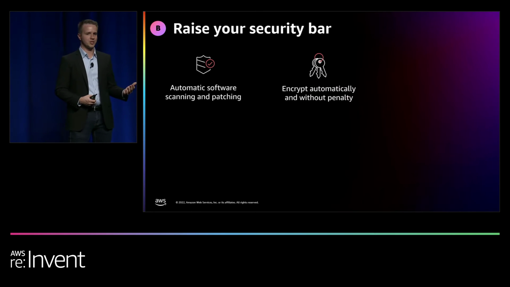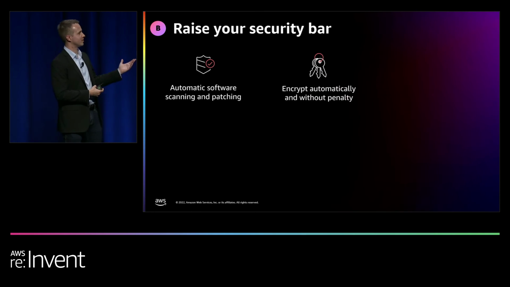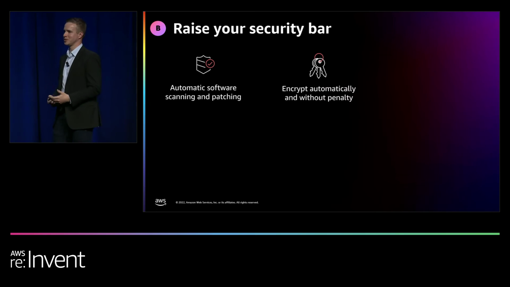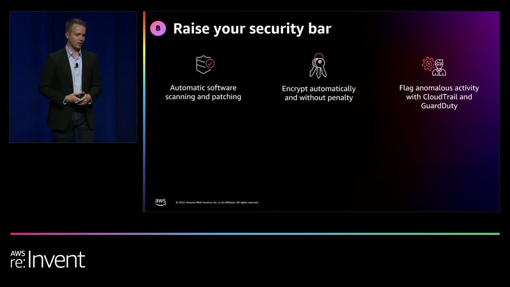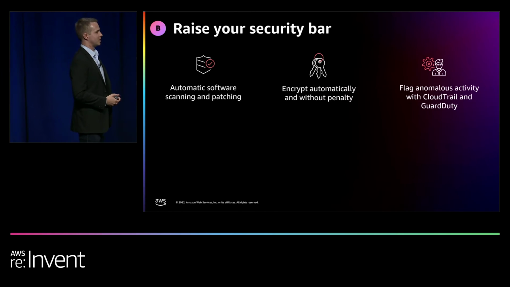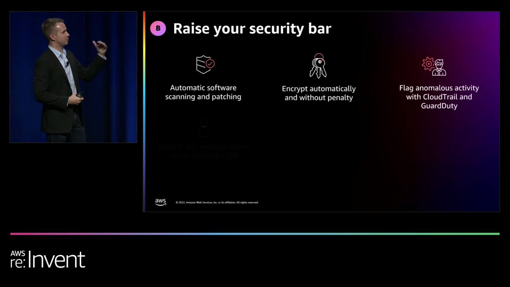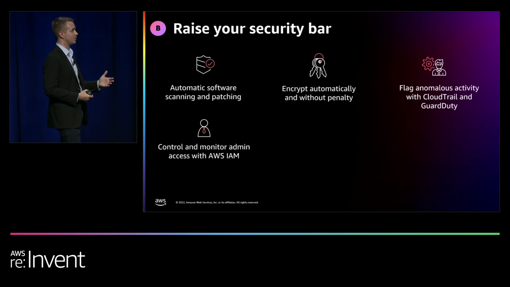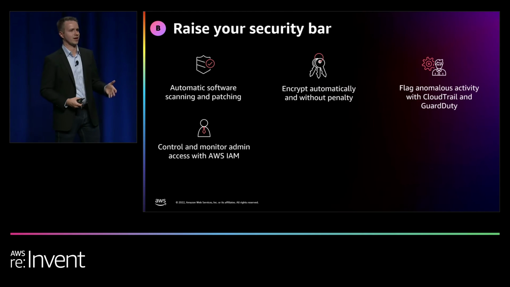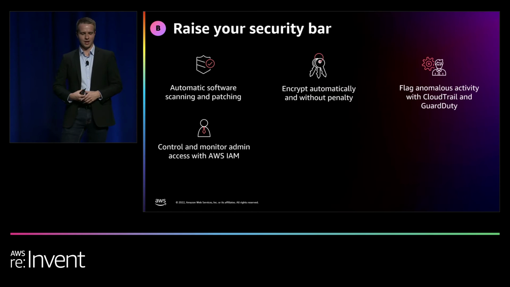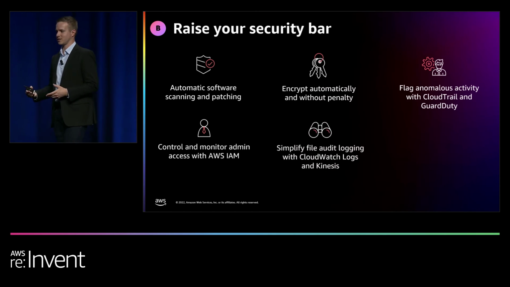We offer automatic encryption of your data at rest. I talked about, in the previous slide, how we also offer in-transit encryption options without performance penalty and without overhead for you to set up, making it easy for you to ensure your data is encrypted. We integrate with a number of AWS services that make it easy to flag, detect, log, and audit access to your data. You can flag anomalous activity with CloudTrail and GuardDuty, control and monitor administrative actions with AWS IAM, and simplify your file access auditing with CloudTrail logs and Kinesis.